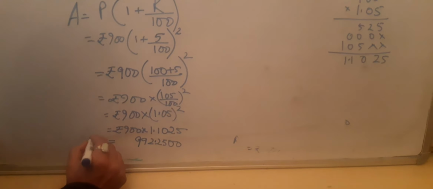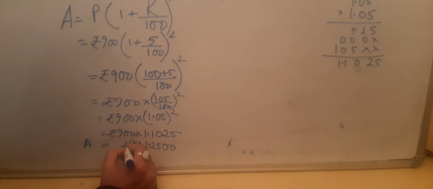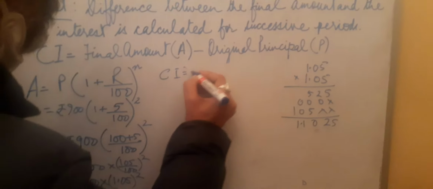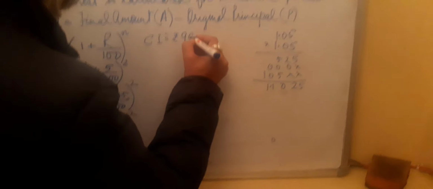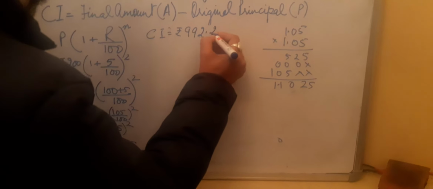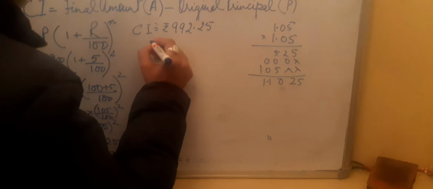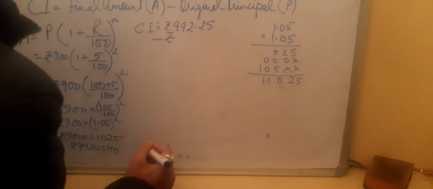Amount at the end of 2 years will be 992.25, and therefore compound interest will be equal to the amount, rupees 992.25, minus rupees 900.